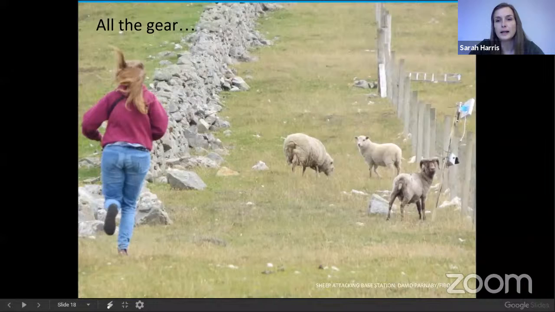And it was all going really well, and we had lots of help and support from the locals on Faroe, but on this particular occasion, we had a sheep trying to destroy a kind of 1,000 pounds worth of base station by just running at it as hard as he could. So we had some things like that to overcome as well.